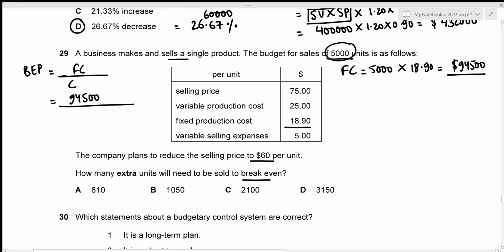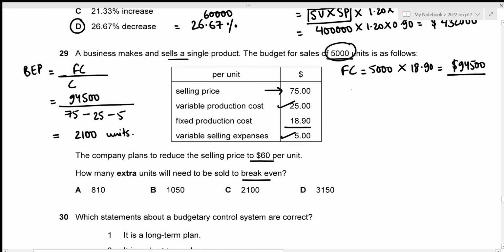And the contribution per unit is just the sales price minus variable cost. In this case, the selling price is 75. Now let's subtract our variable production cost of 25 as well as the variable selling expenses of 5. So our previous break-even point is going to be 94,500 divided by 75 minus 25 minus 5, which results in 2,100 units.